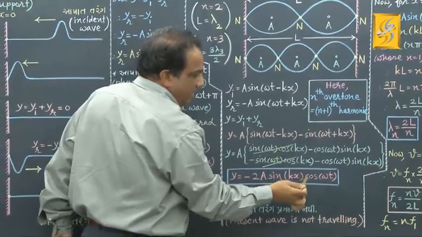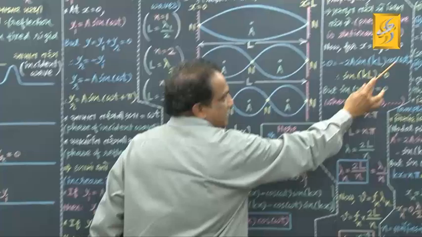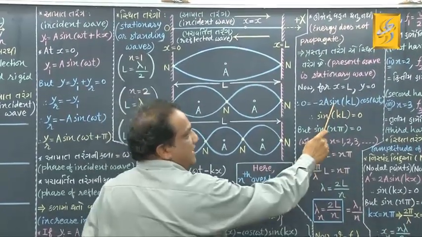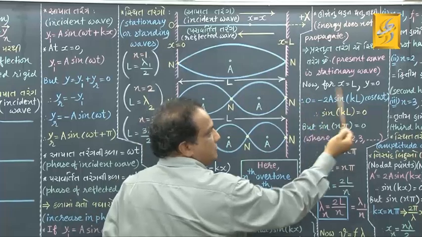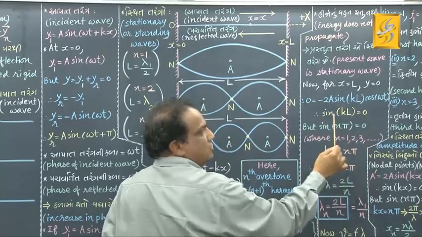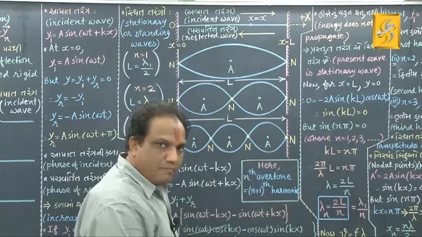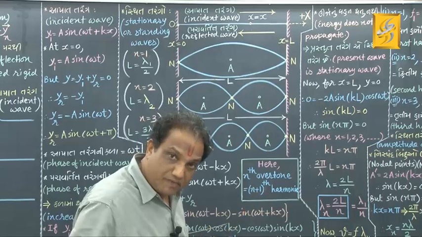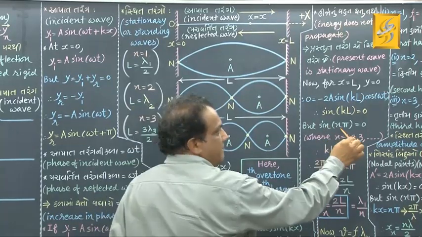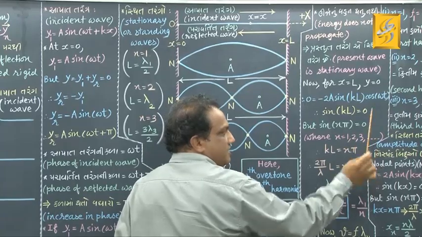So it is sine of KL into cos of omega t. Now find out sine of KL. It would be 0, since this would be 0. In short, sine of KL in this case would be 0. But from trigonometry, don't you know sine of n pi must be 0? Sine of n pi is 0, where n values are 1, 2, 3, and so on.